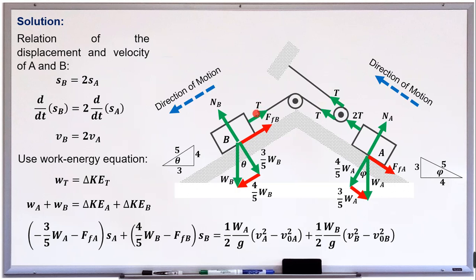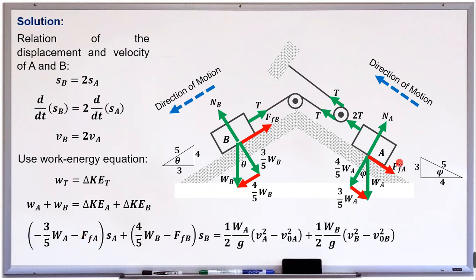Okay, so the tension here is not part of the solution for the work and energy. It's because these are internal forces. So we are only concerned with the external forces. These are the components of the weight as well as the frictional force. Now let's go back to the work done on block A. So we have here negative 3/5 WA. This is negative because, as you can see, this force right here is opposite to the direction of our motion. Then we also have minus FFA.